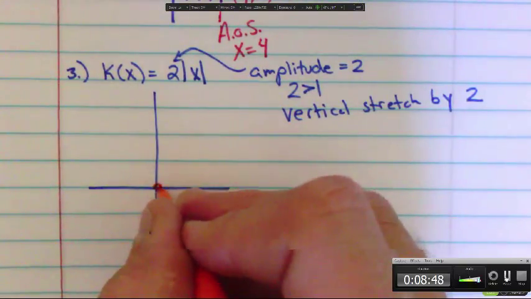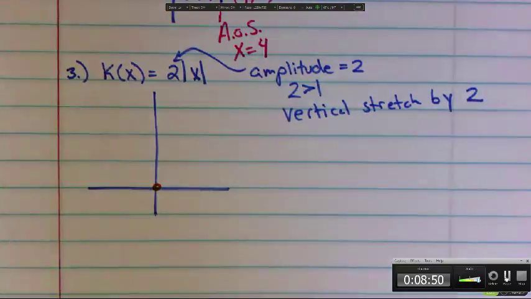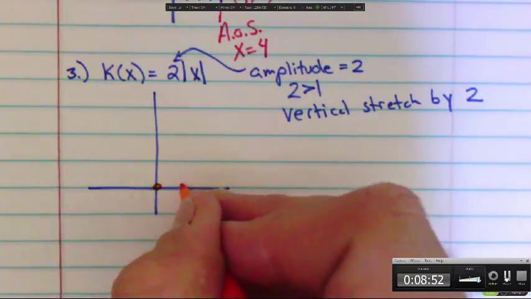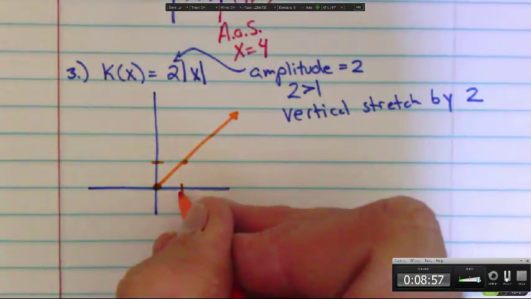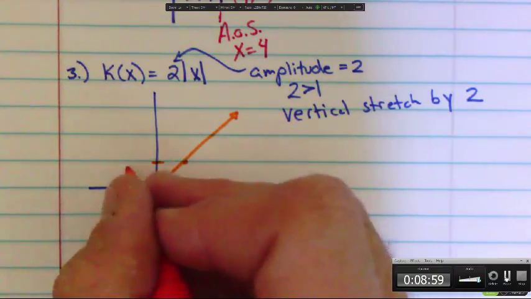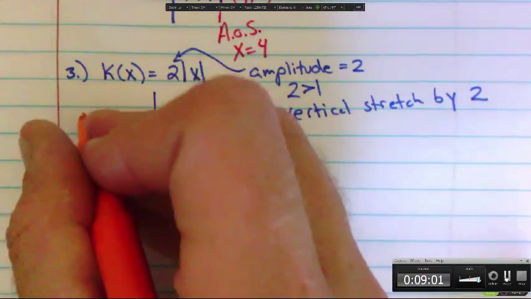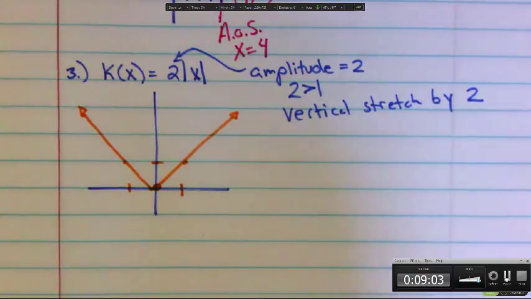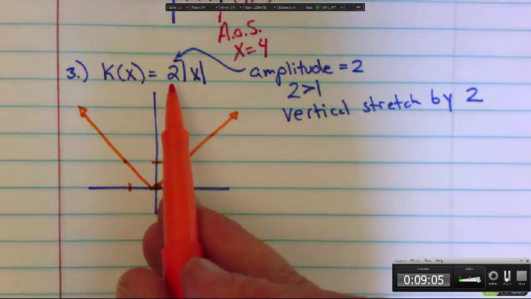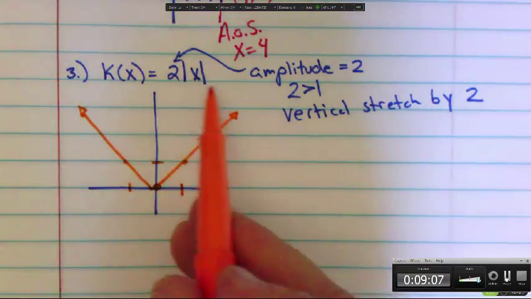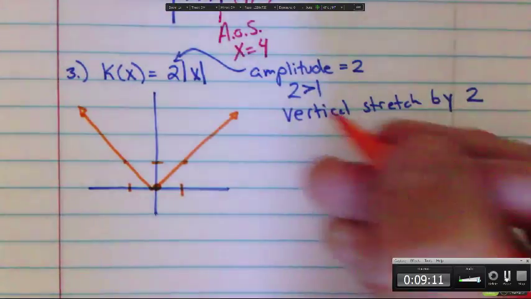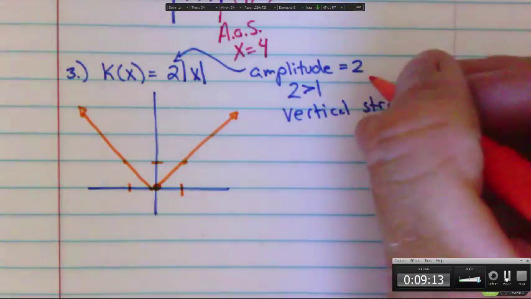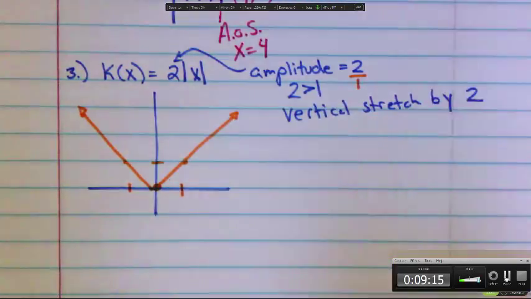So for this, the origin is going to stay at 0, 0. The parent function, absolute value of x, passes through the point 1, 1 and negative 1, 1. And this just says we're going to make our y values, absolute value of x is our y values, we're going to multiply by 2. So we can kind of think of slope or amplitude as slope. Amplitude is 2 over 1.